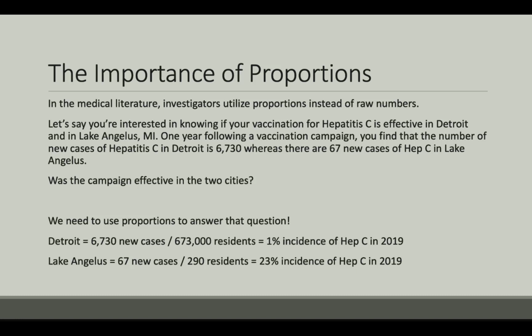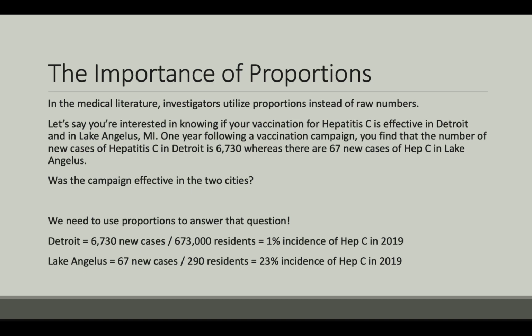In the medical literature, investigators utilize proportions instead of raw numbers. So let's say you're interested in knowing if your vaccination for hepatitis C is effective in Detroit and in Lake Angeles, Michigan. One year following a vaccine campaign, you find that the number of new cases of hepatitis C in Detroit is 6,730, whereas there are only 67 new cases of hep C in Lake Angeles. So was your campaign effective in the two cities?